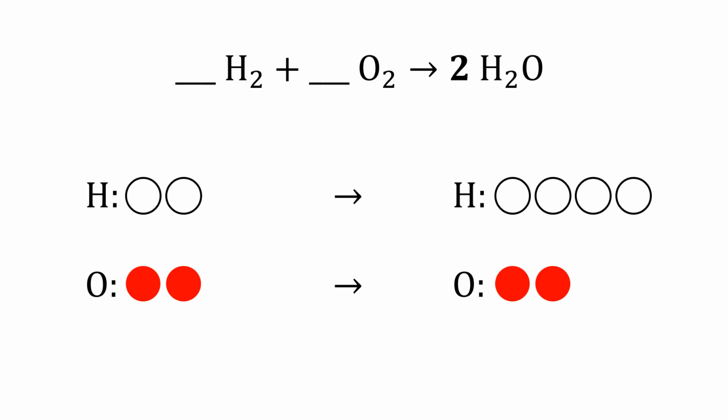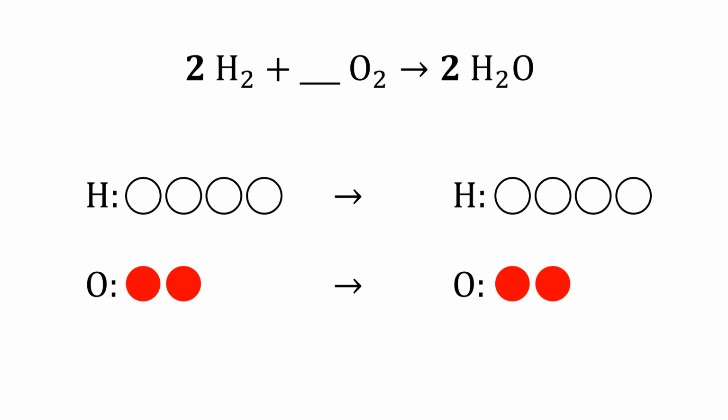Now, if I double my H2O, that means I'm also going to have twice as many H's as I had before. So I'm going to end up with 4 hydrogens and 2 oxygens. In order to fix that, I've got to look at the left side, where I now don't have enough hydrogen. If I have two H2s instead of just one, then that would give me 4 hydrogens and 2 oxygens on the left side to match the 4 hydrogens and 2 oxygens on the right side.